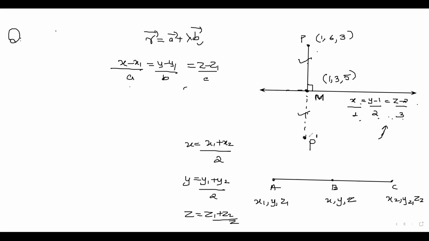So we have the midpoint. We have this point P. Can you find now this point, P dash? Use the midpoint formula. Suppose this point is (x1, y1, z1). So (x1 plus 1) by 2 is equal to the midpoint, this one. Clear? Okay. Then we'll get y and z.